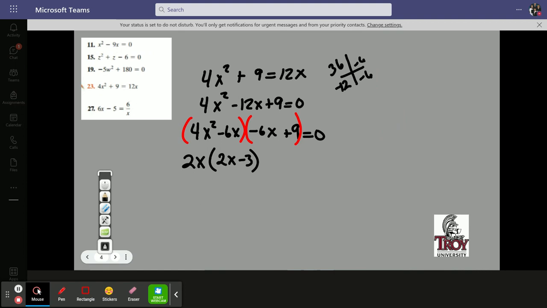What can I get out of negative 6x plus 9? That's going to leave me with a 2. Watch those signs. 2x minus 3. So if I pull out a negative 3, negative 6x divided by negative 3 leaves me with a 2x minus. All right, now that 2x minus 3 has become my common factor, yes?